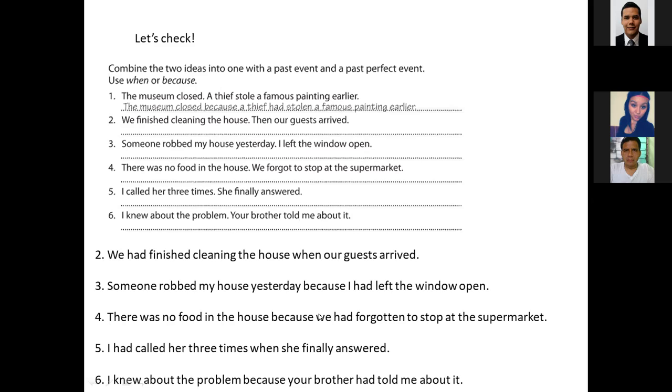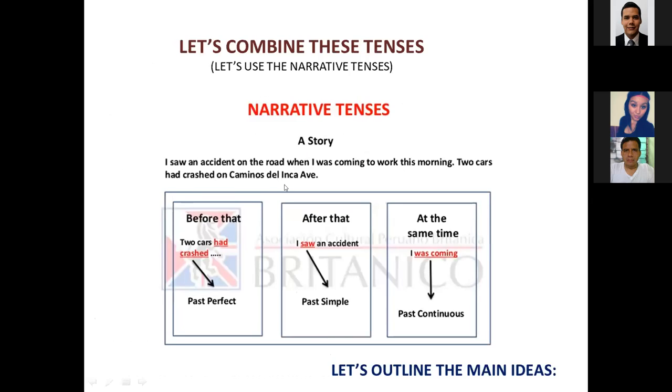Okay, so let's continue here. As we mentioned before, we have here the combination of the three tenses, and then we have the narrative tense. I saw an accident on the road when I was coming to work this morning. Two cars had crashed on Caminos del Inca Avenue. So before that, two cars had crashed, we are using the past perfect. After that, I saw an accident, that's the past simple, and that is our main event. And at the same time, I was coming, which is our past continuous. Are we okay with this example?